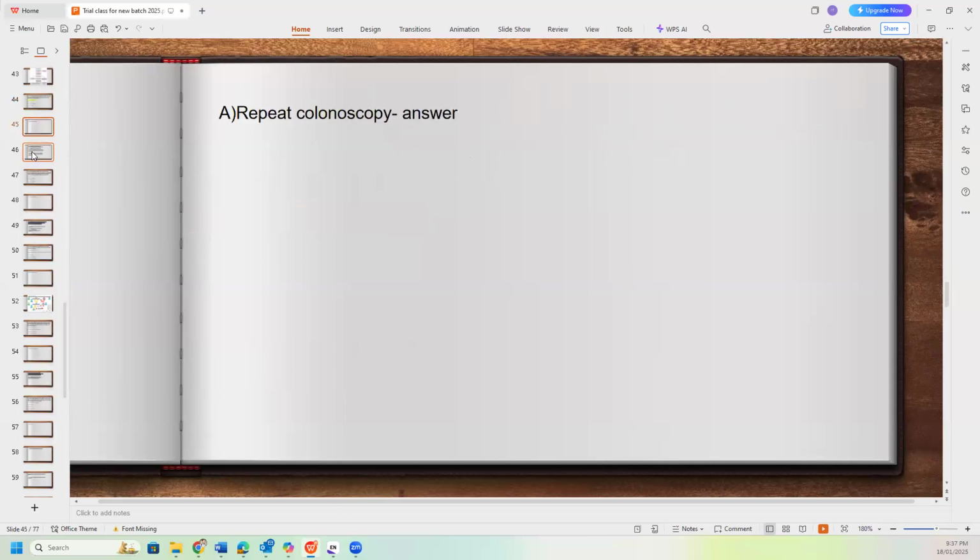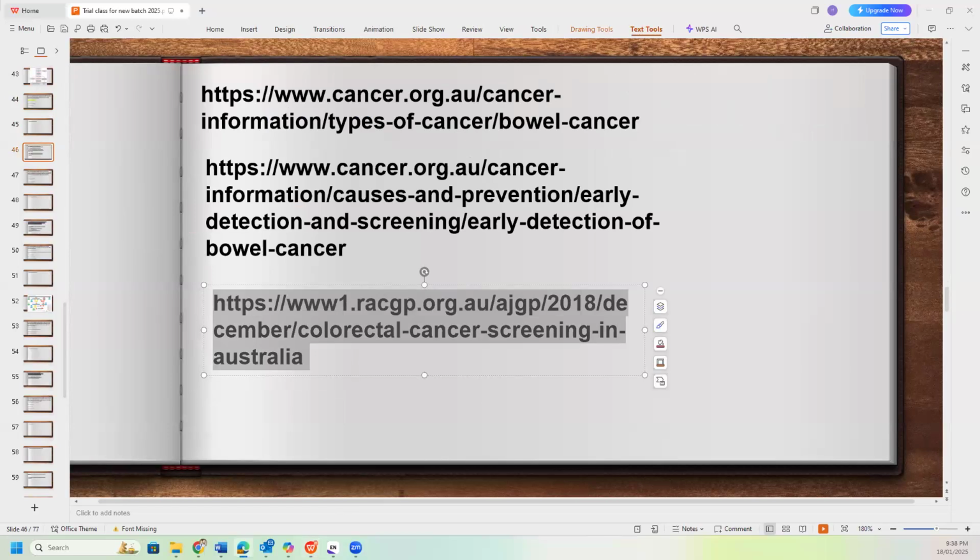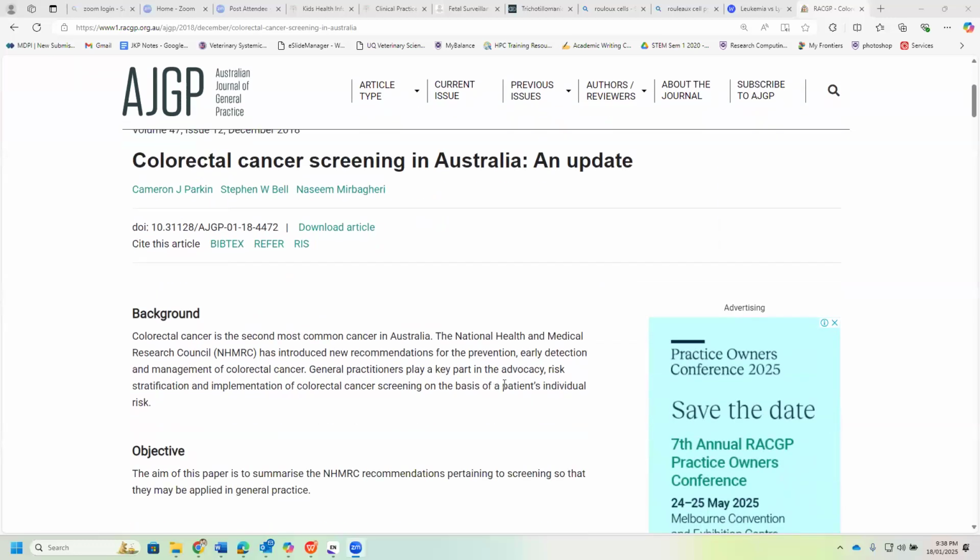Okay. So your answer is sigmoidoscopy will only go up to the sigmoid. It will not go up to the whole colon. Right-sided colorectal cancer most of the time presents with altered bowel habits, abdominal pain, and iron deficiency anemia. Iron deficiency anemia will cause tiredness and so on. Whereas left-sided will cause more obstructive features, diarrhea alternating with constipation, tenesmus, and difficulty in defecating.